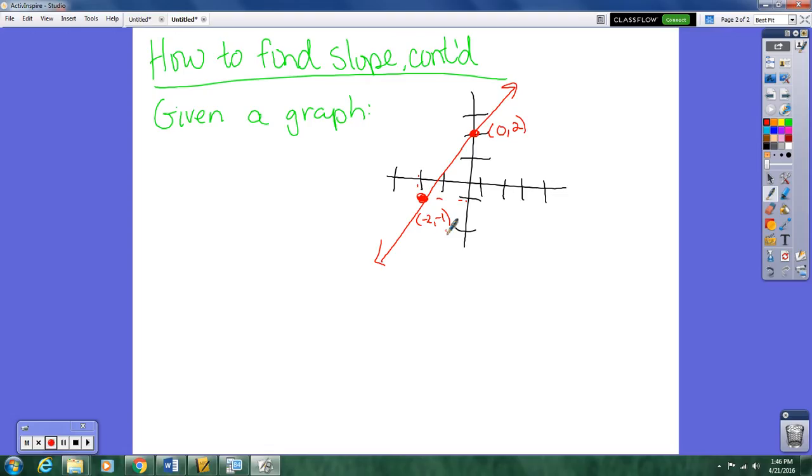You should remember starting at the bottom point and counting up and counting over. So if we went up 1, 2, 3, and we went right 1, 2, that's 3 over 2. That's the slope. That's the easiest kind to do.